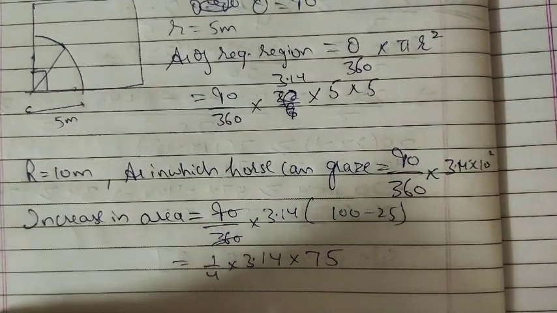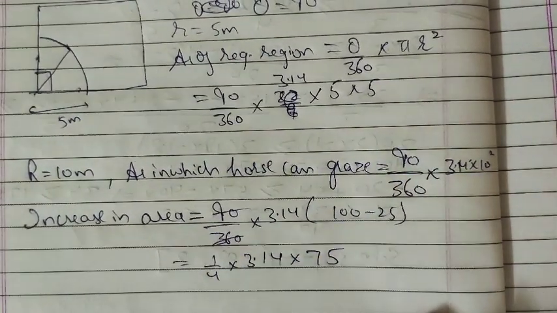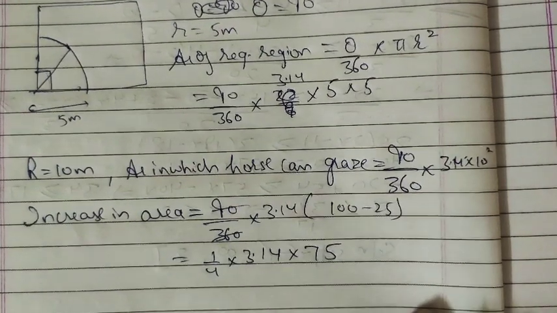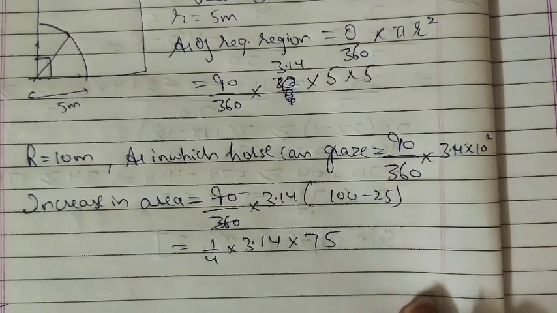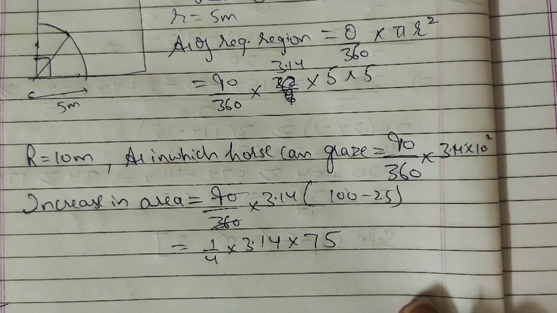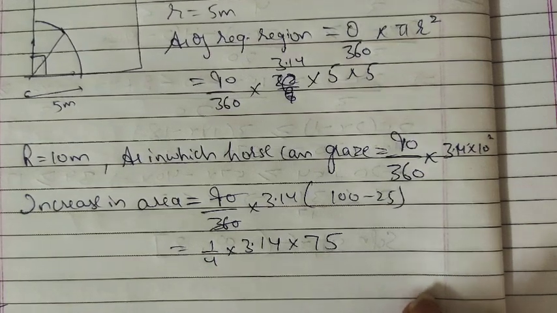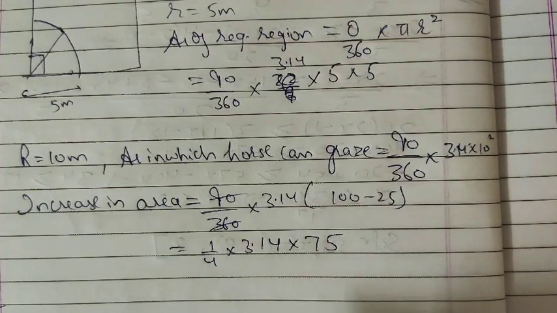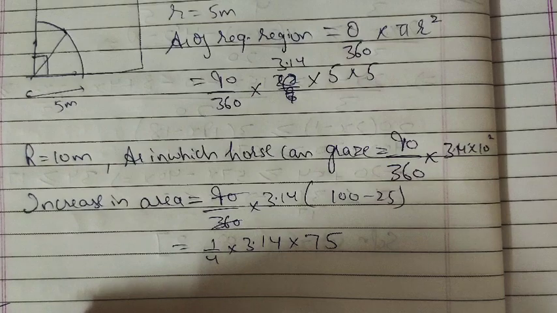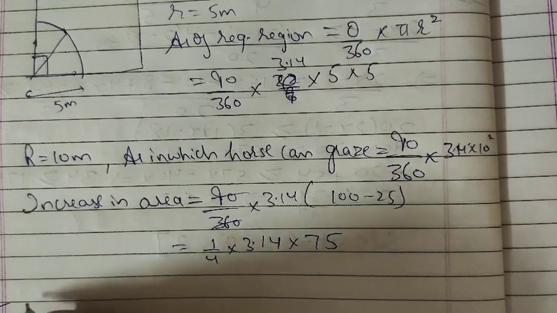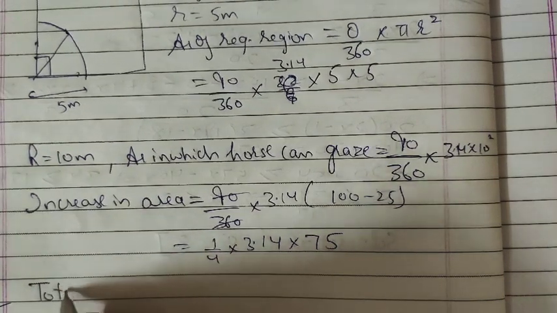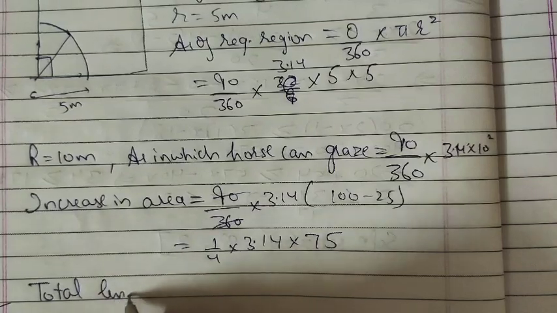Next, question number 9. A brooch is made with silver wire in the form of a circle with diameter 35 mm. The wire is also used for making 5 diameters which divide the circle into 10 equal sectors. Find the total length of the silver wire required. Now, how many diameters are there? 5 diameters.